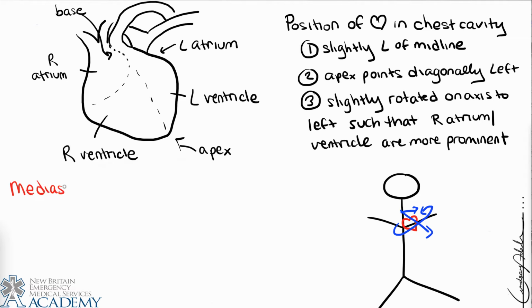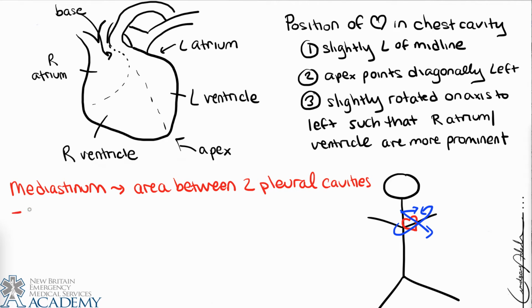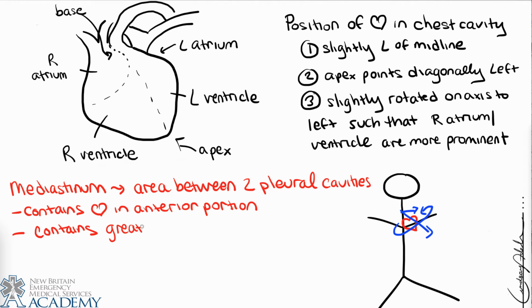The other thing I want to mention briefly is the mediastinum, and I think we've talked about this a little bit before, but I want to just review it quickly. The mediastinum refers to the area between the pleural cavities, and it contains the heart in the anterior portion, as well as things such as the great vessels, the thymus, the esophagus, the trachea. So I'm just going to list a couple of them. Those are the ones we want to definitely remember, and just be familiar with the word.